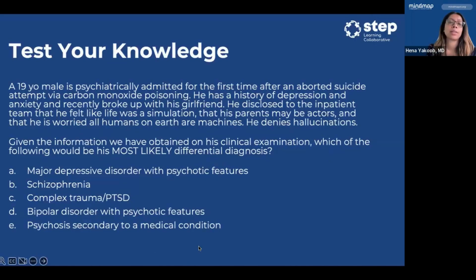So, another question to round us out. At this point, given the information we have obtained in this individual's overall clinical examination, now what differential diagnosis do you think is most likely for him?